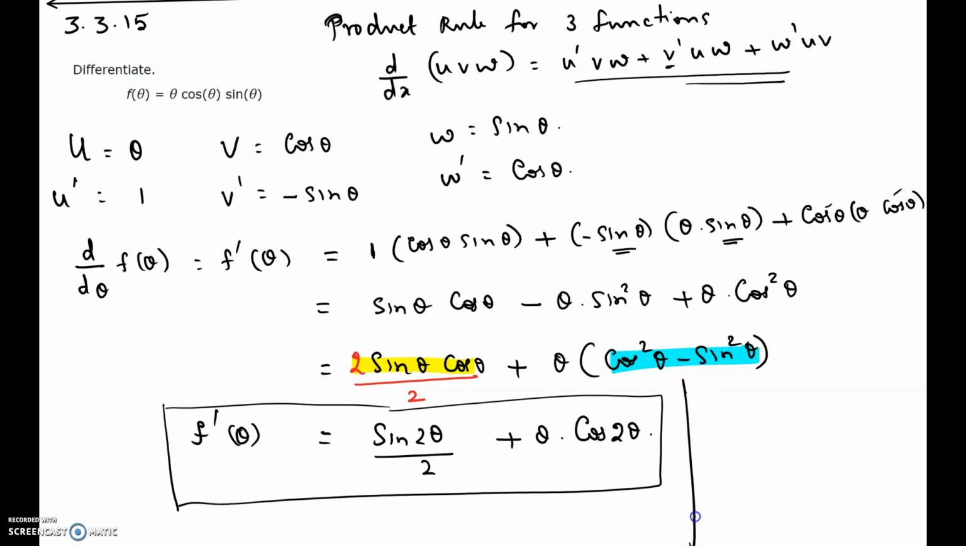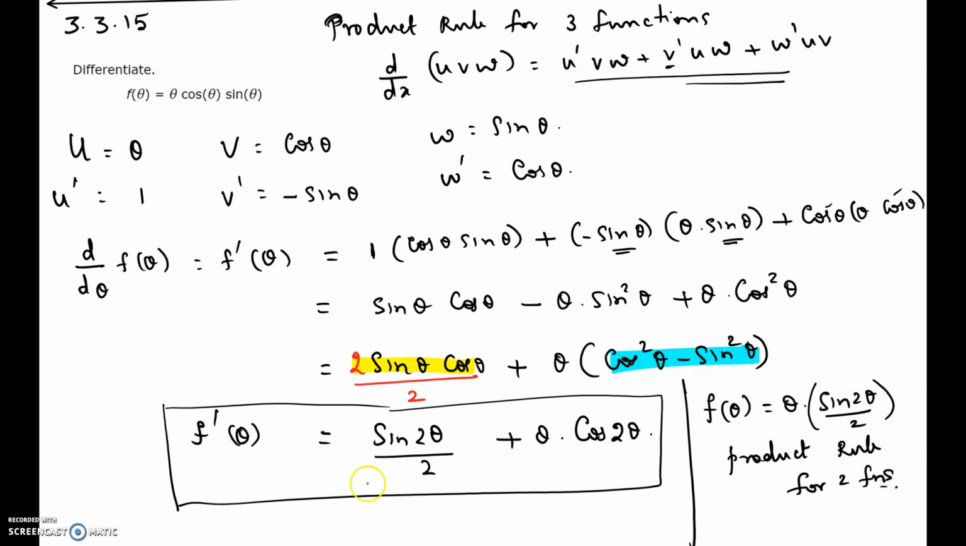The problem can also be done at the very start. Instead of considering it as a product of three functions, we can write theta times sine theta cosine theta as theta times sine of 2 theta over 2. Then we can apply the product rule for two functions as well. So either you can do it the way I have shown here, or you can also try this method, keeping it as a product of two functions. Hope this video helped.